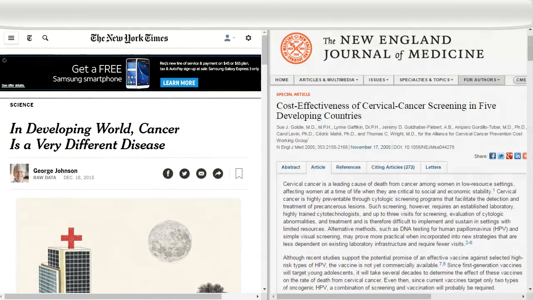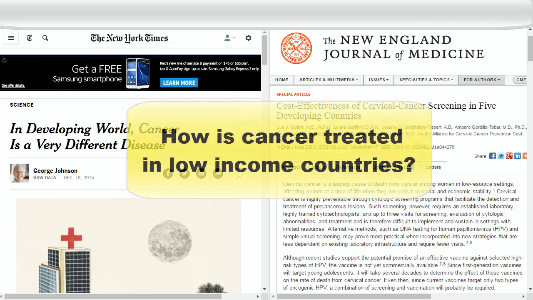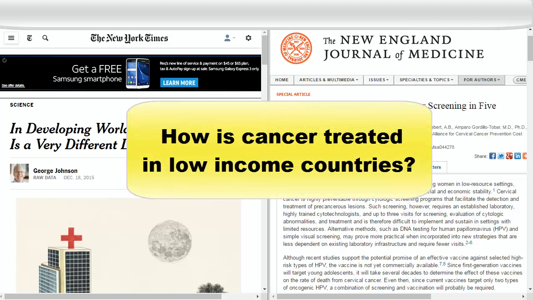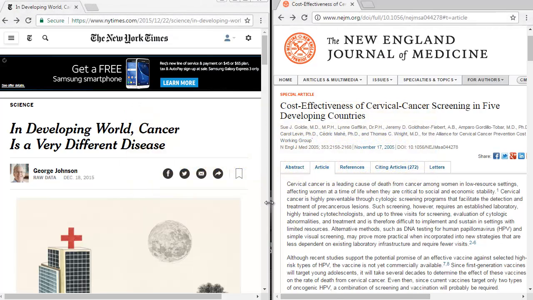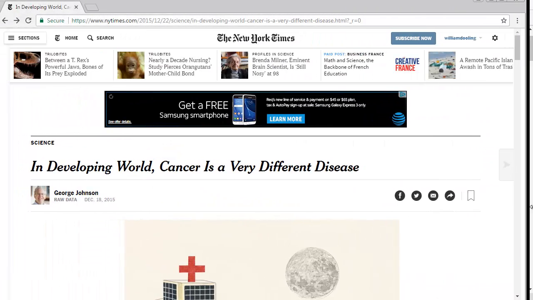To help you understand the difference, and more importantly, why the difference is relevant, let's consider a research question we might use both of these sources to answer. The research question we are going to try to answer is, how is cancer treated in low-income countries? On the left, I have a popular source that answers this question.